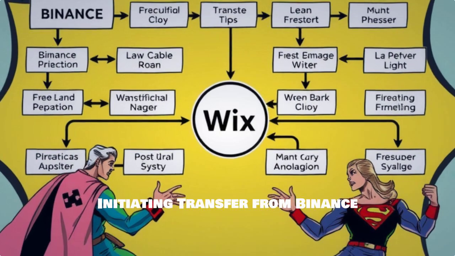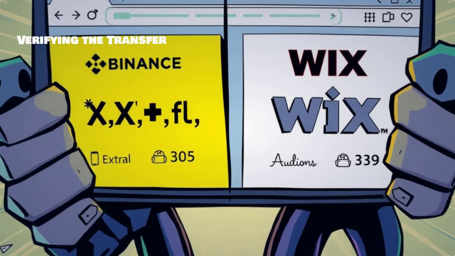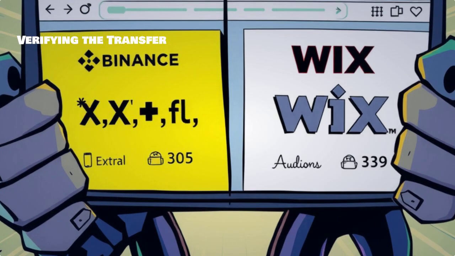Once you have your deposit address, head over to your Binance account to initiate the transfer. Select the cryptocurrency and enter your address correctly. After sending your crypto, verify the transaction on both Binance and Wix. Check for confirmation emails and ensure the amounts match.